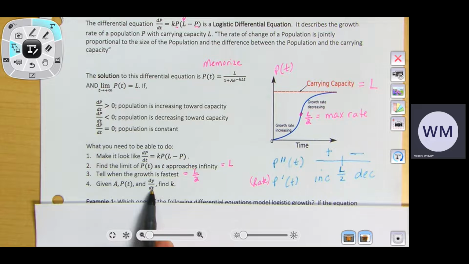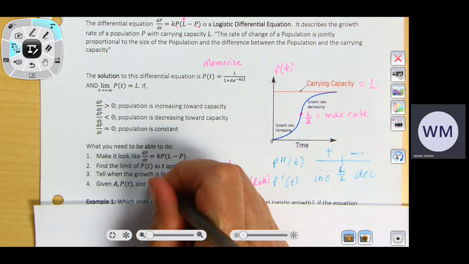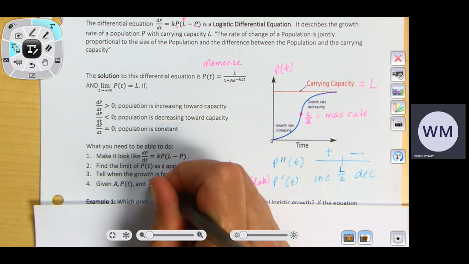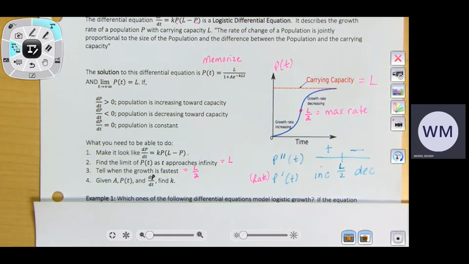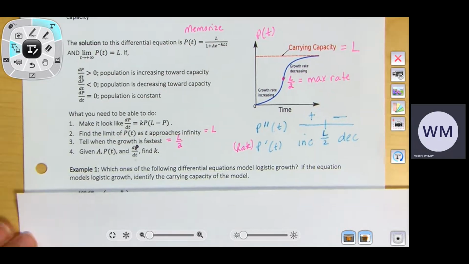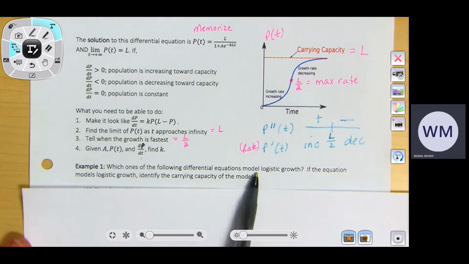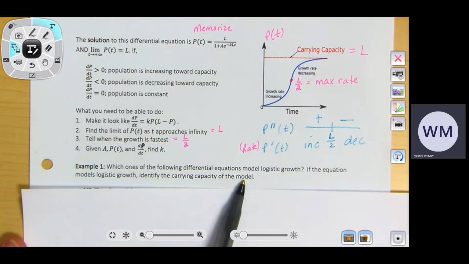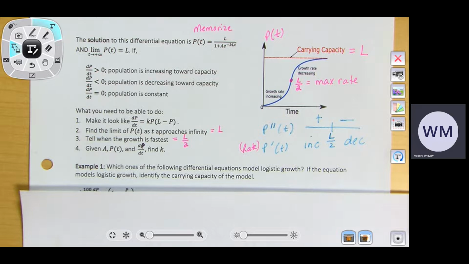Is that a typo? I think it is. That should be dP/dt. So go ahead and make that change. dP/dt, typo. Okay. Which one of the following differential equations model logistic growth? If the equation models logistic growth, identify the carrying capacity of the model. So take a look. I would stop the video right now. Give yourself a little bit of time to see if you can figure this out.